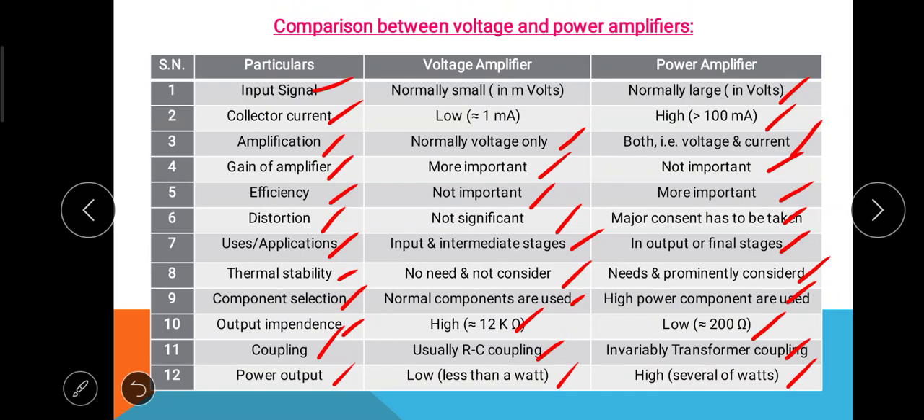So friends, we are closing this topic with the conclusion that in case of voltage amplifiers, only the voltage level gets increased. Secondly, in case of current amplifiers, only the current level of the input signal is increased. But in case of power amplifiers, both levels, I mean to say the voltage level as well as the current level of the signal, are increased. If this happens, then only it is called a power amplifier.